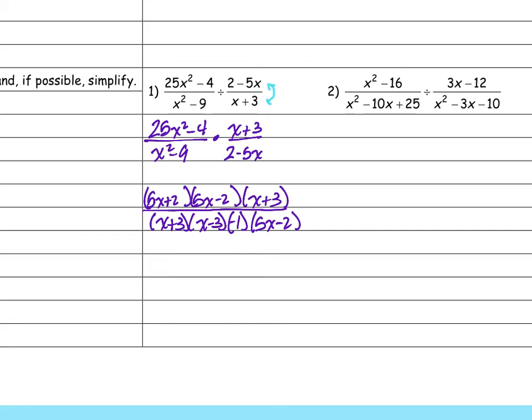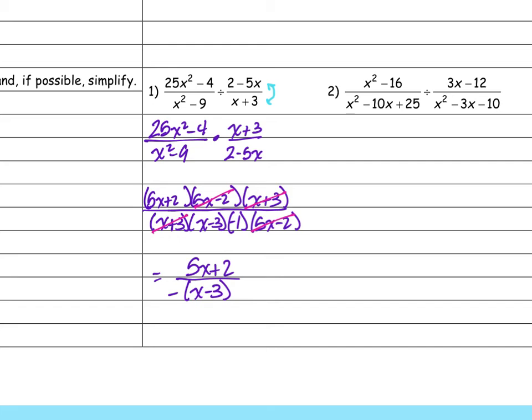Okay, so now I'm going to make some ones. So I've got 5x minus 2 and 5x minus 2, x plus 3 and x plus 3. Beautiful. So my answer should be 5x plus 2 over negative x minus 3. Okay, questions? Everyone okay with that?